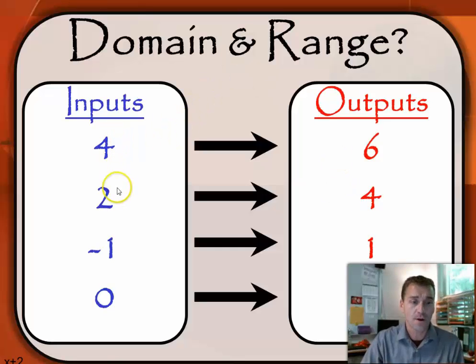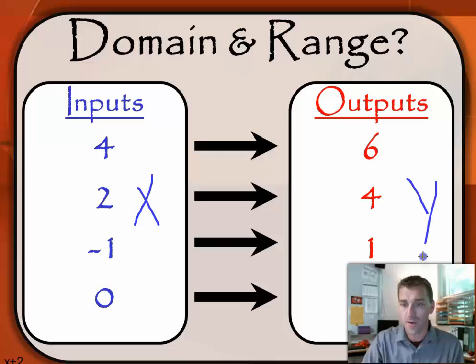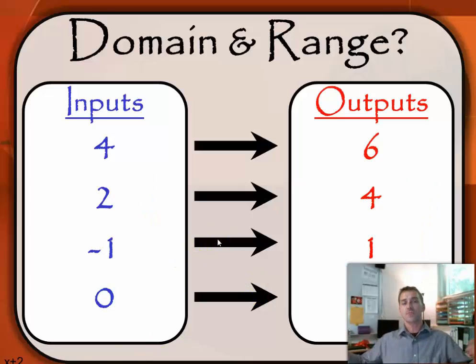You've got 4, 2, -1, 0. Those are your x values, your x inputs. So these are your x's. Whatever's happening here is being mapped, so 4 is being mapped to 6, your y values. 2 is going to 4, -1 is going to 1, 0 is going to 2. Very simple. That is exactly nothing more than what domain and range is.